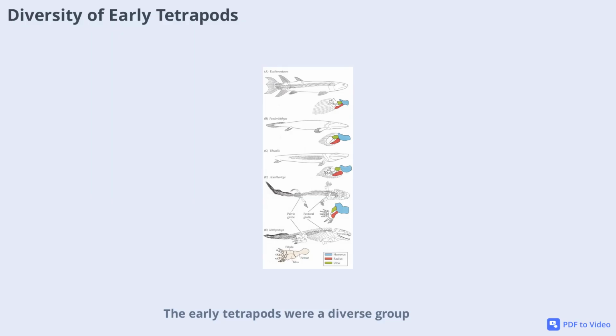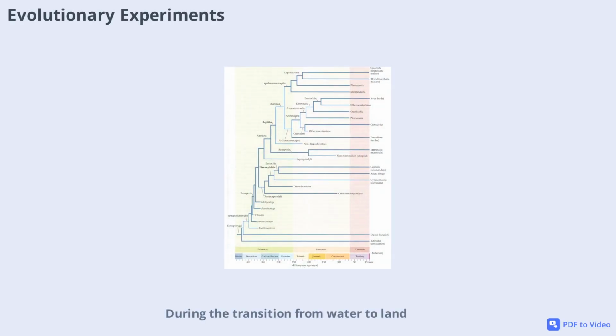Early tetrapods were a diverse group, with various adaptations for life in water and on land. Some, like Acanthostega, were primarily aquatic, while others, like Ichthyostega, showed more terrestrial features. This diversity highlights the experimental nature of evolution during this period, as different lineages explored new ecological niches and modes of life.